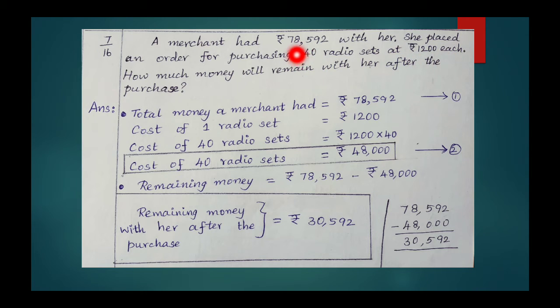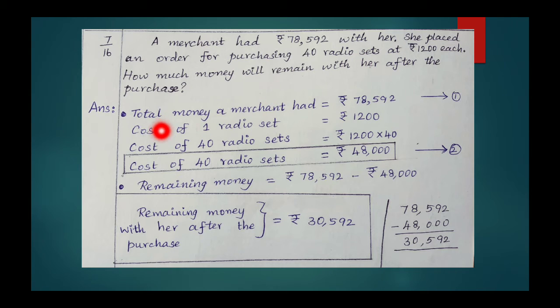So total amount the merchant had is given. Cost of one radio set is given. Number of radio sets purchased is given. With this, what we have to find out? How much money will remain with her after the purchase. So, the total cost of 40 radio sets is not asked. The question is how much money will remain after the purchase.